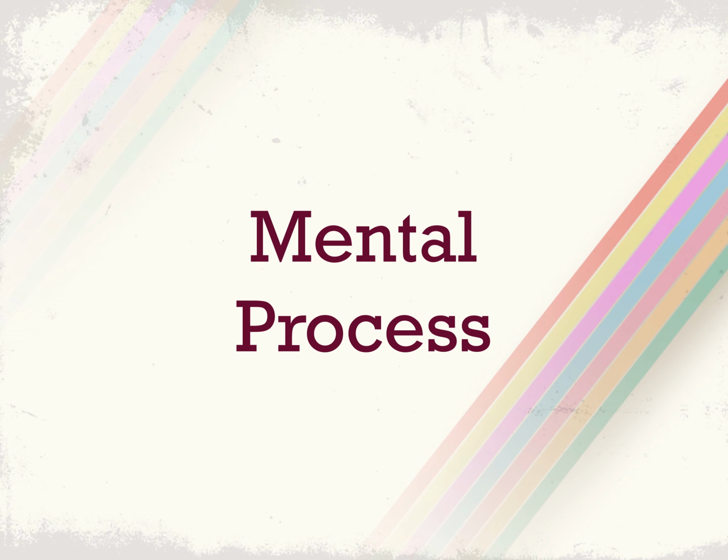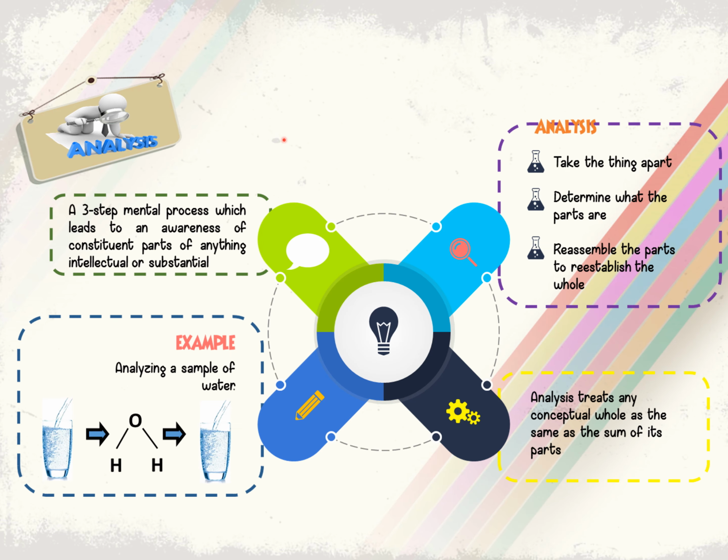Now we look into the 3 mental processes that can occur. The first mental process is analysis. Analysis is a 3-step mental process which leads to an awareness of the constituent parts of anything intellectual or substantial. So what does analysis do? The first thing is to take the thing apart. The second is to determine what the parts are, and the third is to reassemble the parts to re-establish the whole.